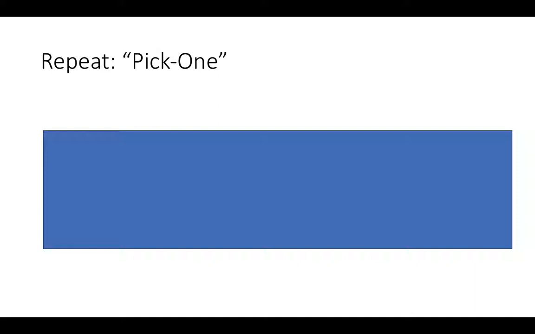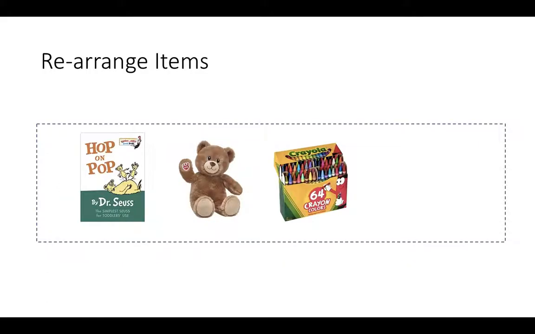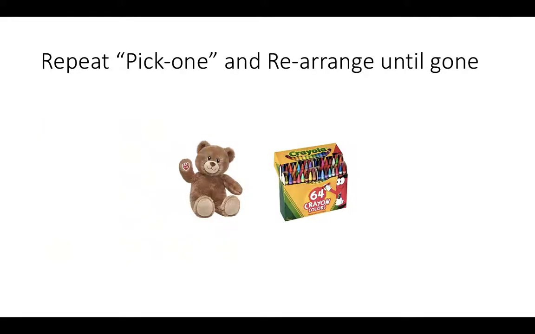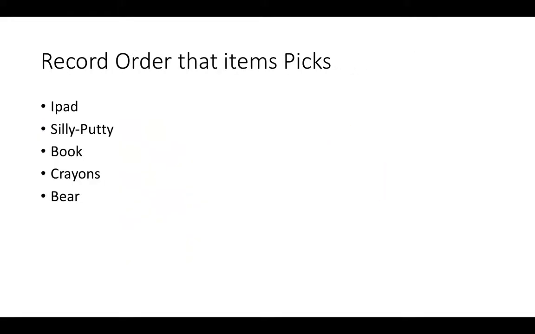We will then remove the item that they are playing with and tell them again, pick one, at which point they will pick another one. At this point, it was a silly putty. While they're interacting with that, we'll cover it again and rearrange and repeat the process until all the items are gone. In this instance, we saw that the most high preferred was the iPad and the low preferred was a bear since they picked it last.